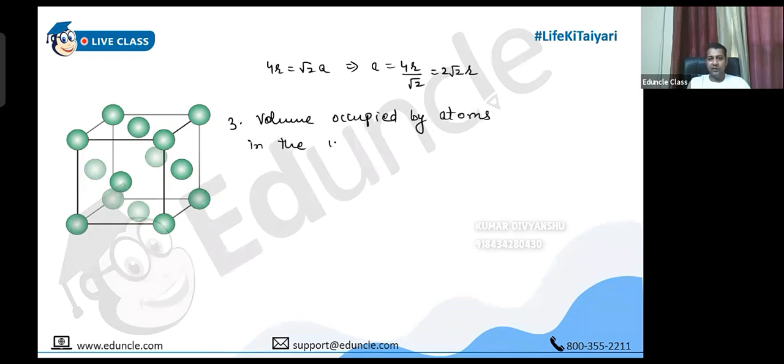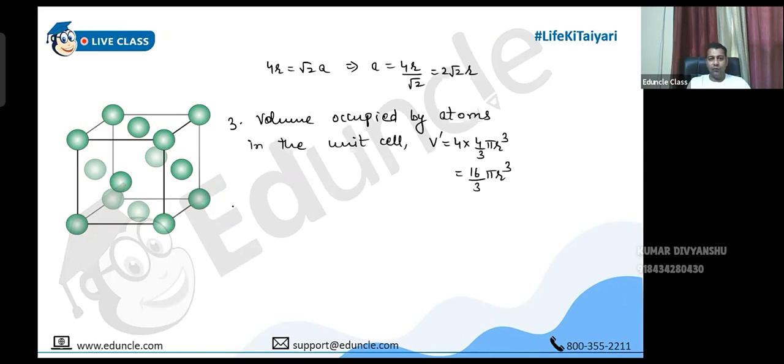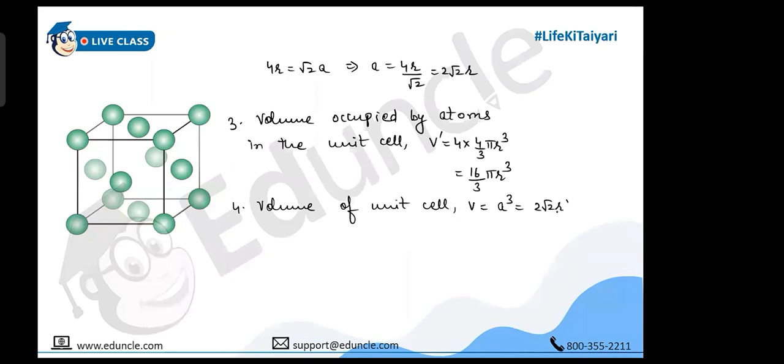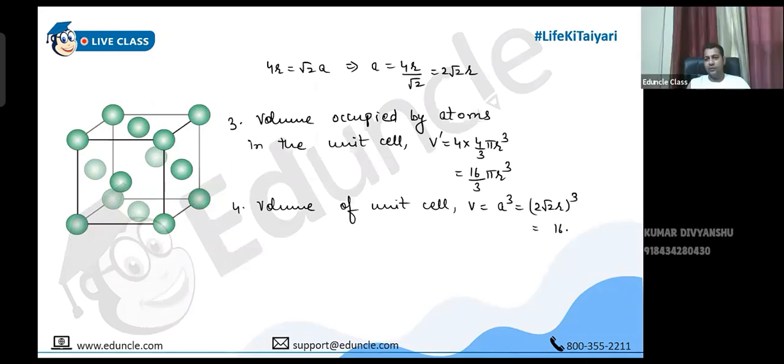Now what is the volume occupied by atoms? There are 4 atoms. So it will be 4 into 4 by 3 pi R cube, so 16 by 3 pi R cube. And the volume of the unit cell is a cube, which is not 8 R cube, it's 16 root 2 R cube.